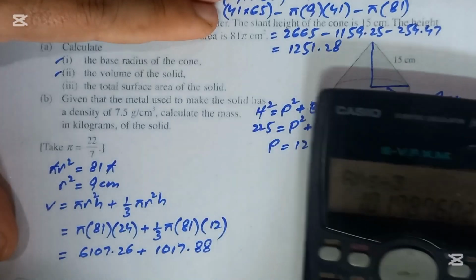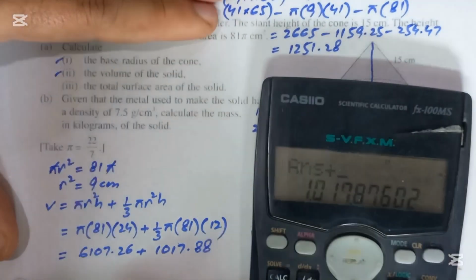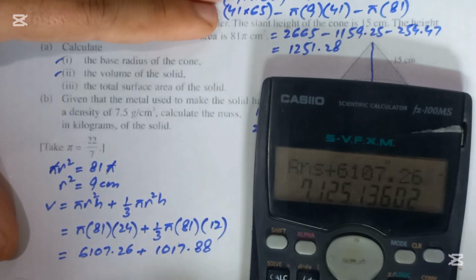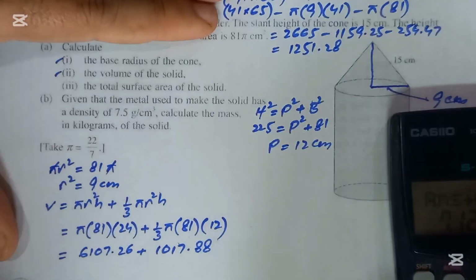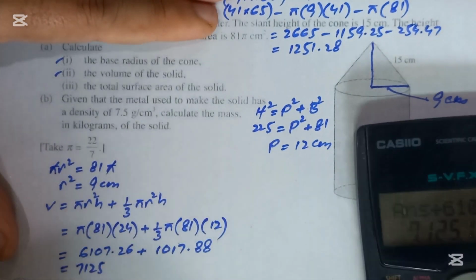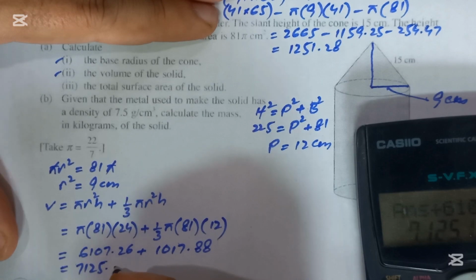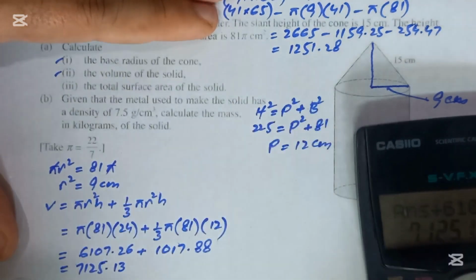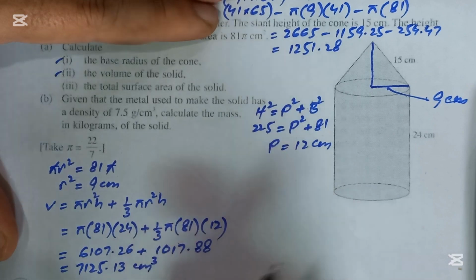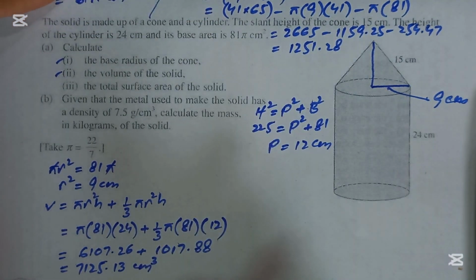Now add these two values, plus 6107.26. Answer is 7125.13. Unit will be centimeter cube. So this is second part done.